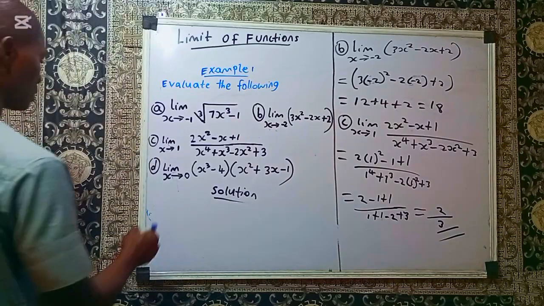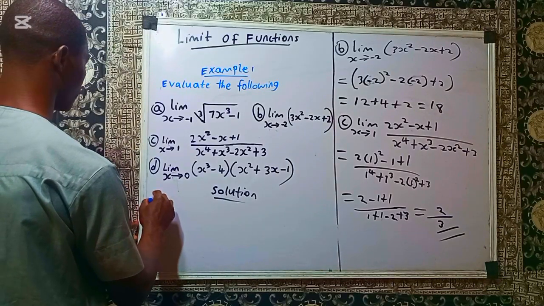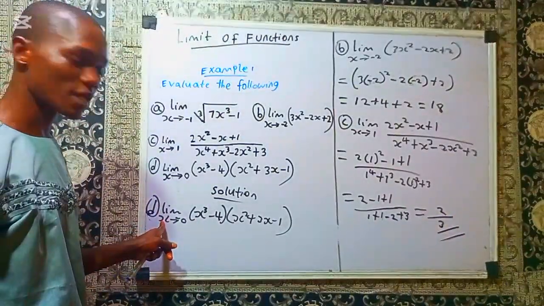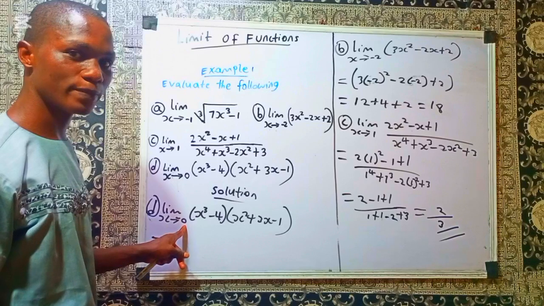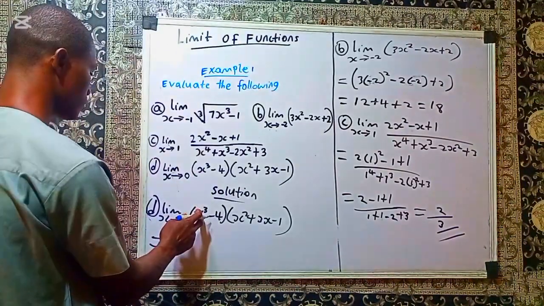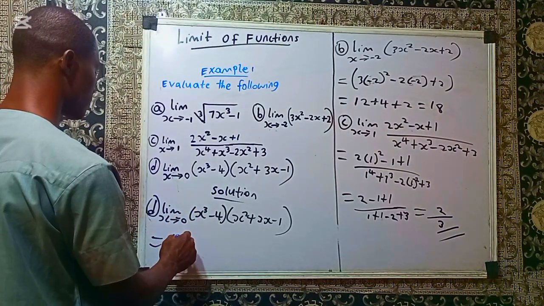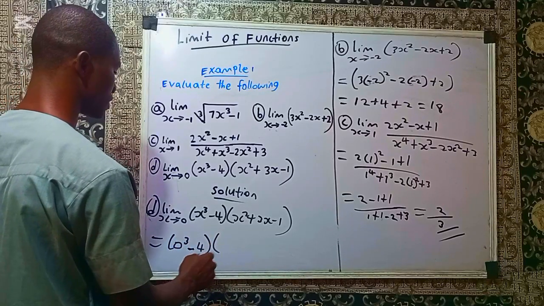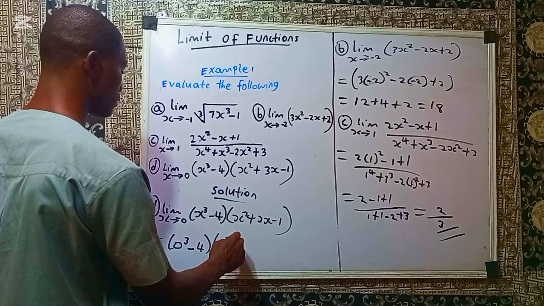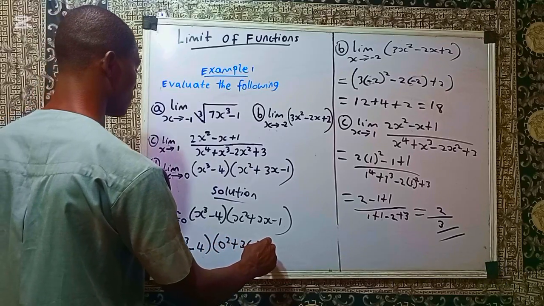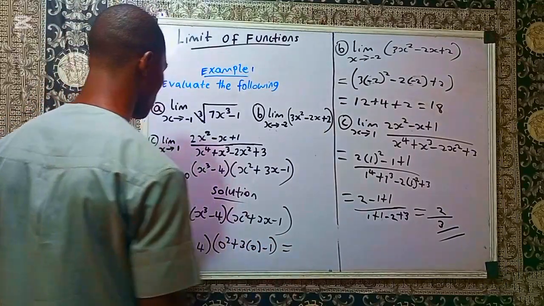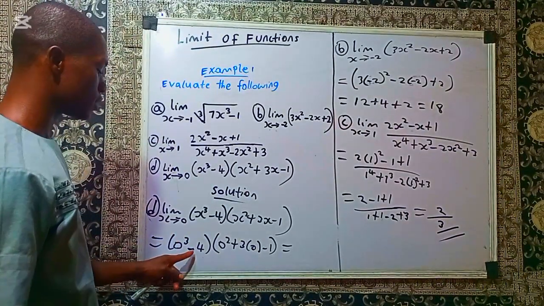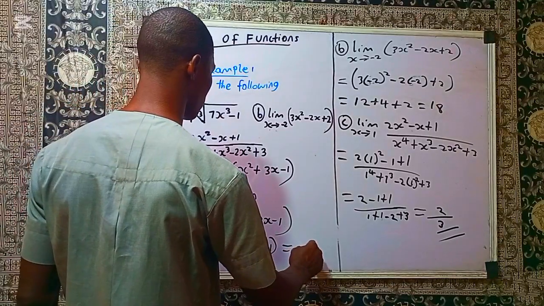So look at question D. As usual, you plug in the point. We're evaluating the limit as x goes to 0, right? So we will replace x with 0 anywhere we see x. That's 0 raised to power 3 minus 4 multiplying 0 raised to power 2 plus 3 times 0 minus 1. But this 0 raised to power 3 will give you 0. 0 minus 4, you have minus 4.